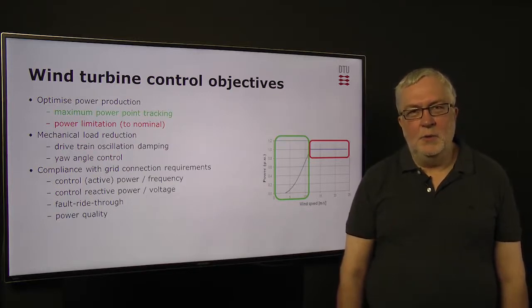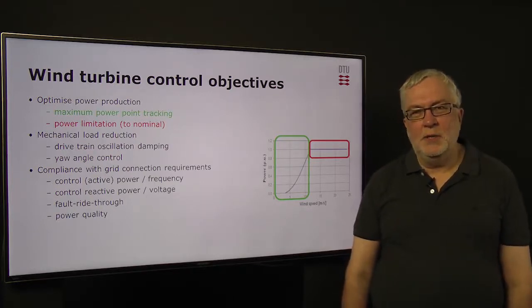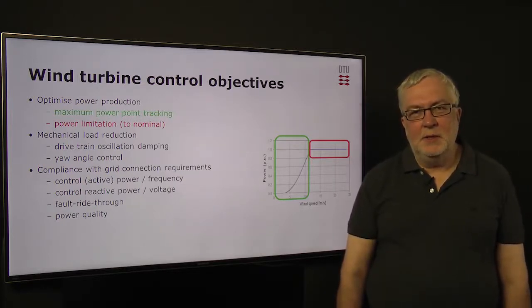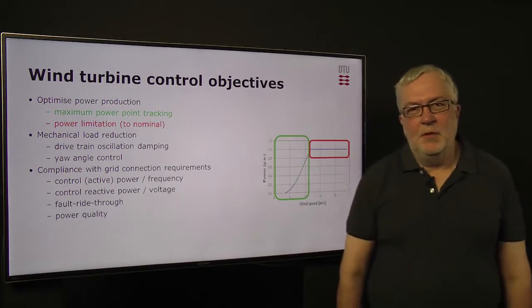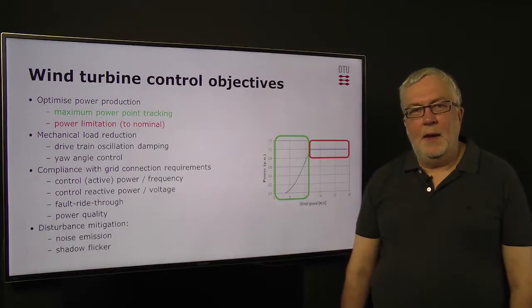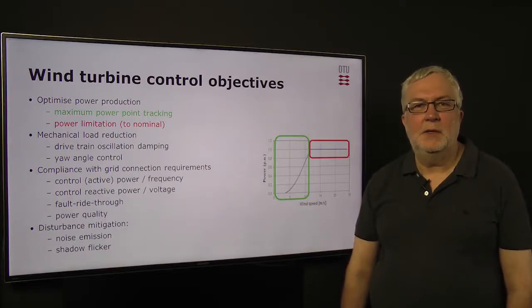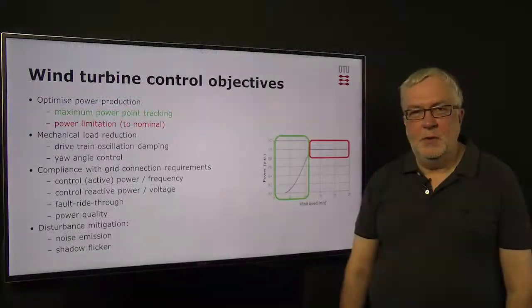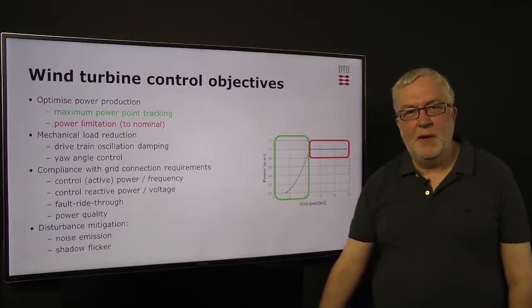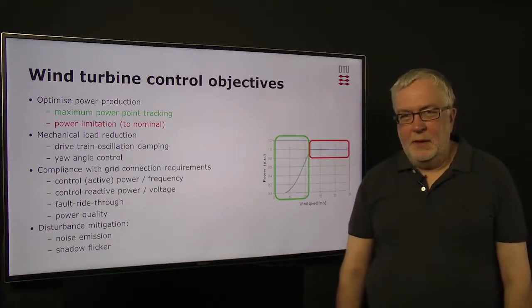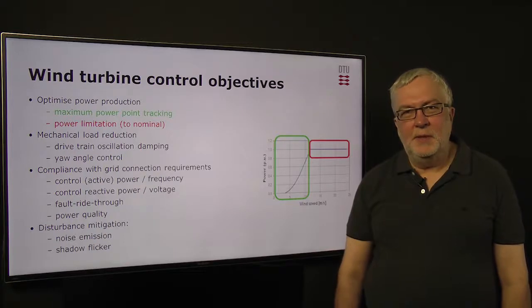And also to ensure that the power quality that we get out from the wind turbine and wind power plants is good. This can be harmonic emission from the wind turbines, and it can also be flicker emission. It is also a control objective to mitigate other disturbances like noise, and possibly shadow flicker when blades are passing the sun. There can be a few periods where it is smart to stop wind turbines.